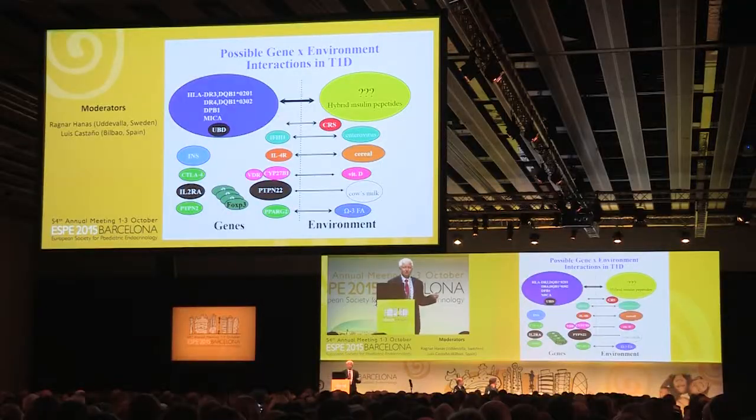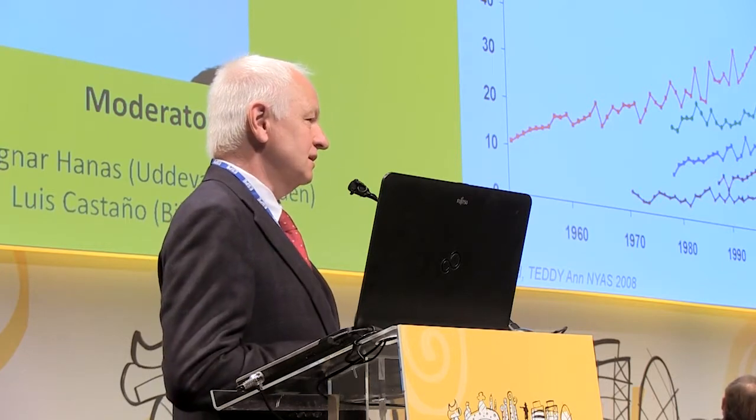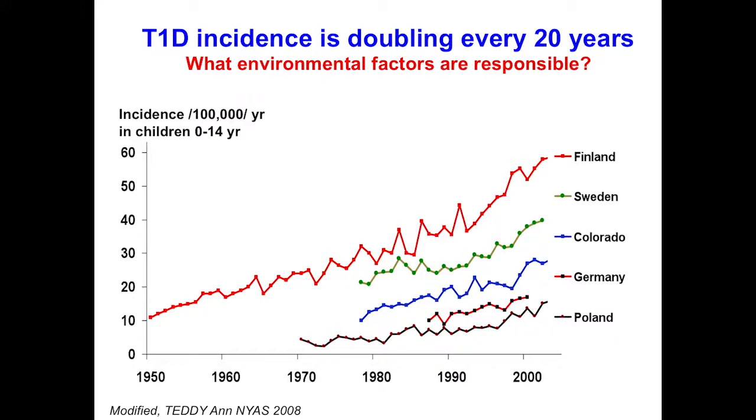So we've covered genetics, but obviously genes do not explain why people get diabetes. There's this environmental part with which genes interact. How else would we see such a rapid increase in the incidence of type 1 diabetes, which is doubling every 20 years? There has to be something different in the environment of our children today than 20 or 40 years ago.